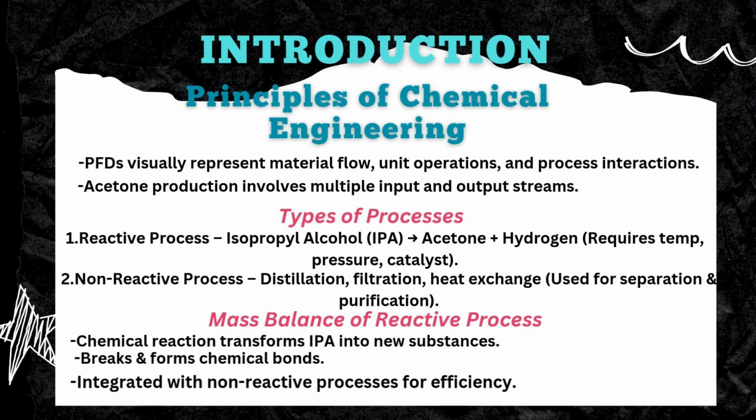For the mass balance of the reactive process, a chemical reaction transforms IPA into new substances like hydrogen and acetone. There also occurs breaking and forming of new chemical bonds in this chemical reaction. Both processes work together efficiently, and the PFD illustrates their integration within the production system.